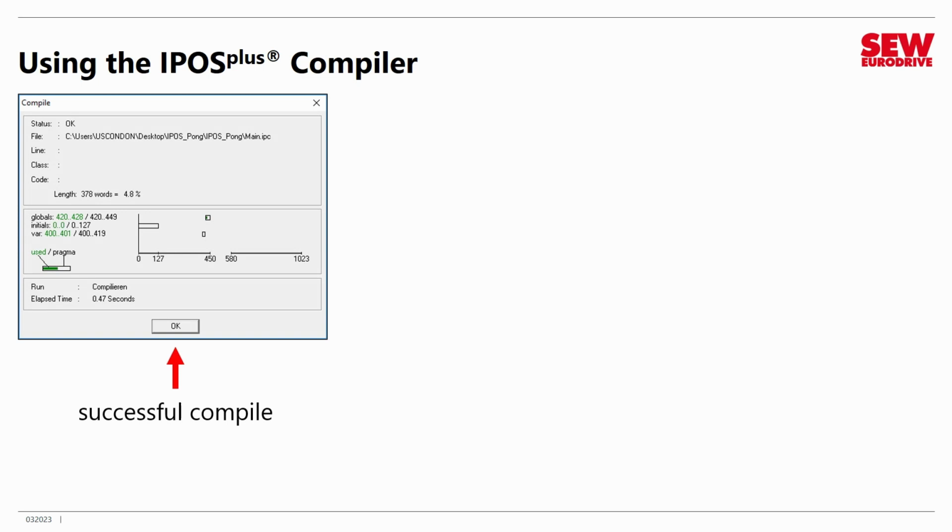And if you get a successful compile, you'll get a screen like this. It says everything's bright and beautiful. It'll also show you how much memory was used and how long it took to compile, and it'll even throw in a little German just for fun.